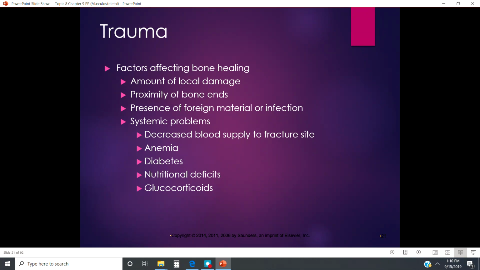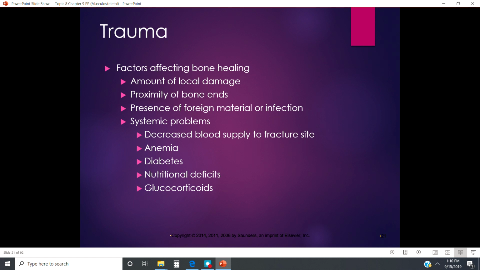So let's take a look at some of the factors that affect bone healing now that we know how bone heals. Number one is the amount of local damage. And obviously, if there's more damage, the healing is going to be much more complex. Maybe it's going to take longer. Maybe we're going to even have complications, that type of thing. The proximity of the bone ends. This is where setting the bone is so important, getting those bones as close as possible. Also, if there have been any foreign materials impaled or anything like that, or if there's any infection going on, that's going to have an effect.